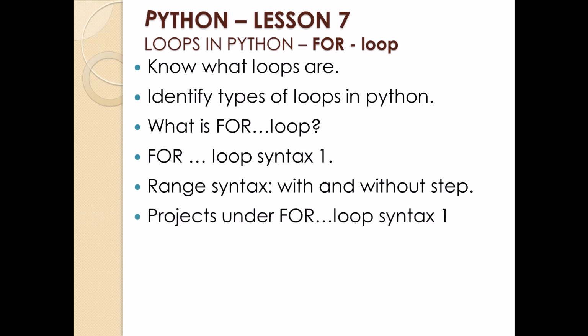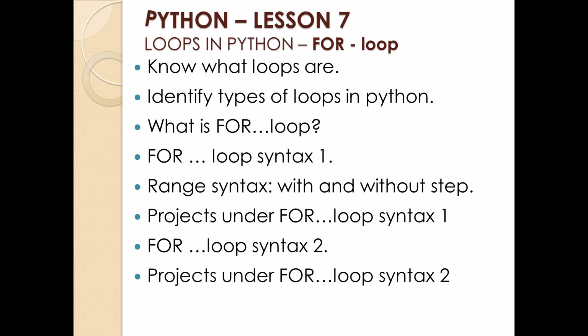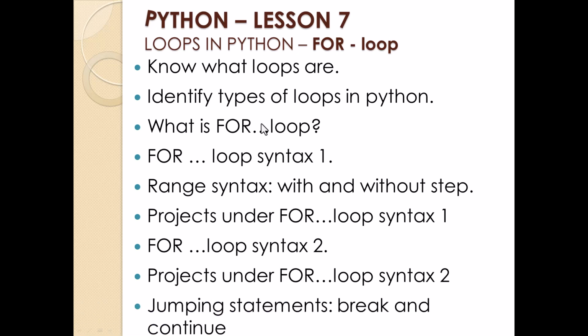We also look at projects under the for loop, and then go on to look at the second syntax under the for loop. So we have the first syntax, we look at how it looks, and then we'll work some projects. Also under the second syntax, we'll be looking at the projects under that one, and finally we look at the jumping statement. So basically we use this one to either continue to print a certain item, or we jump over it, or we stop at that moment. That is the break and the continue jumping.